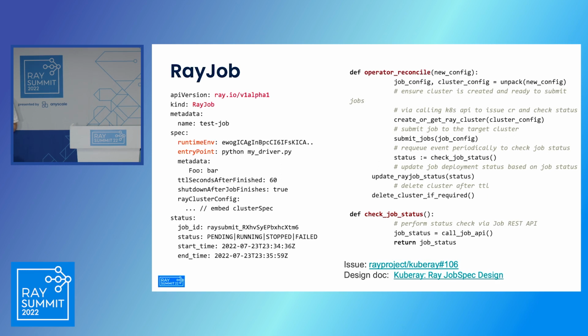If we check the pseudocode here, it creates a cluster and submits the jobs, and periodically checks the job status and reports to the custom resource. And after the job is done, the cluster resources will be released automatically. I think that's a perfect way to run Ray jobs on Kubernetes.